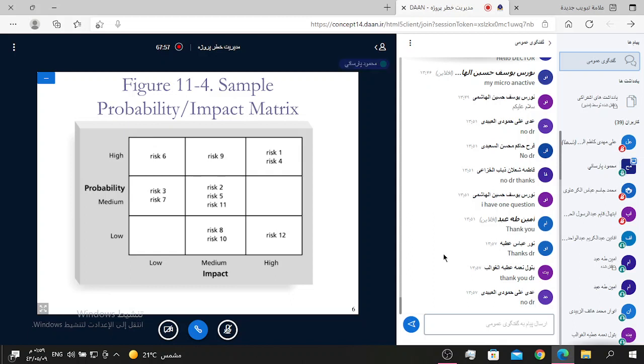And for high effect and high probability, that is very important and very dangerous, or sometimes useful, about positive risk or opportunities. For high effect and probability, that is very important. There are risk number 1 and 4 in this example.